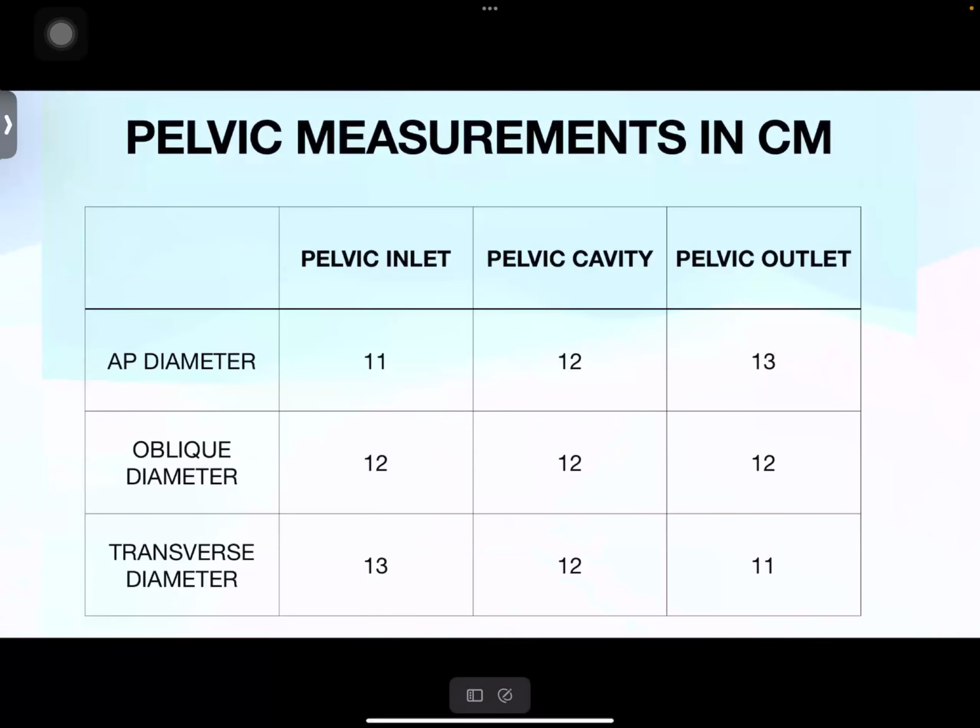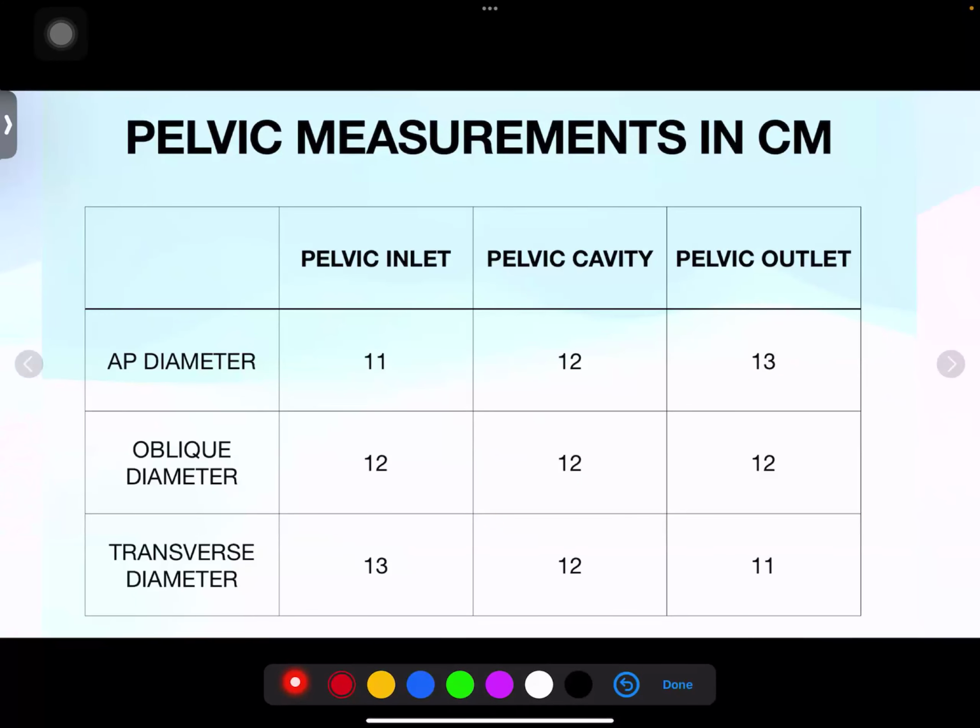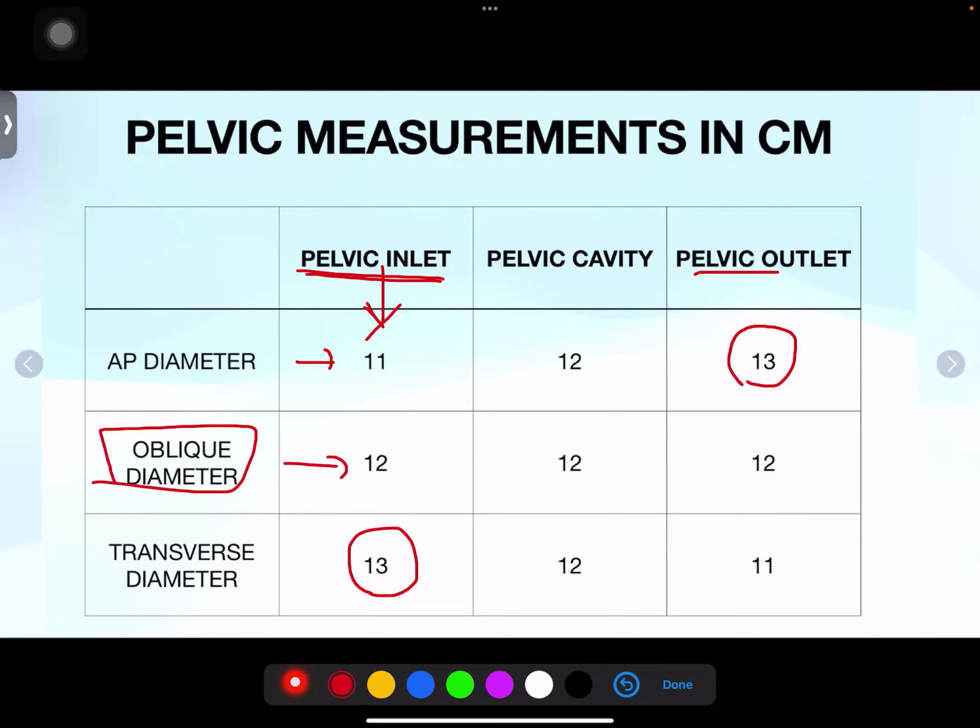See, this was the table we discussed in our anatomy lecture. In the pelvic inlet, the longest was the transverse diameter, and in the outlet, the longest was the AP diameter. So longest 13, then the shortest would be 11. Oblique always remains the same, 12, 12, 12 in everything: pelvic inlet, cavity, and outlet. And the pelvic cavity has equal diameters because it is a round-like structure. AP will be 12, oblique 12, and transverse would be 12.